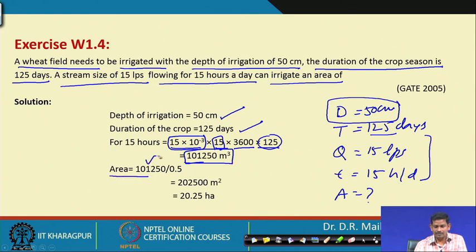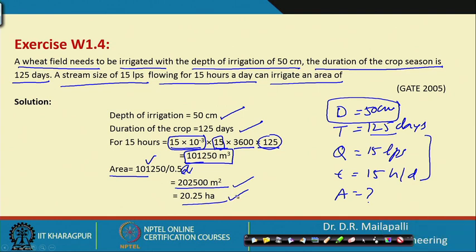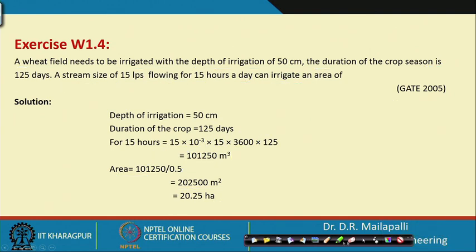So, this is the volume divided by the depth, right. So, you get the area, in meter square, and if you divide by 10,000, you get it in hectares. Okay.